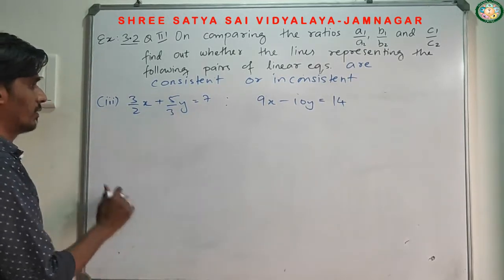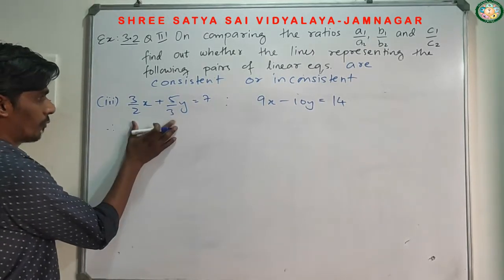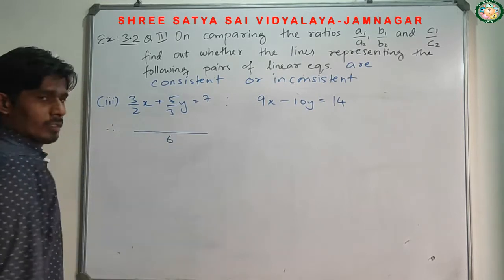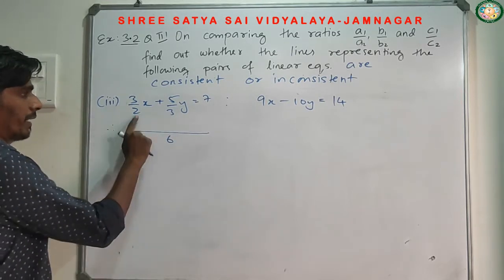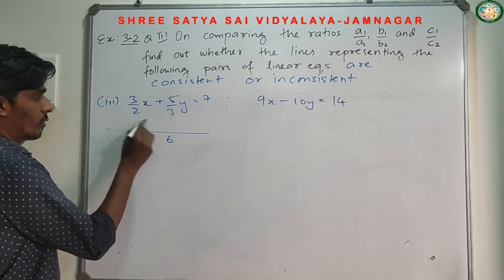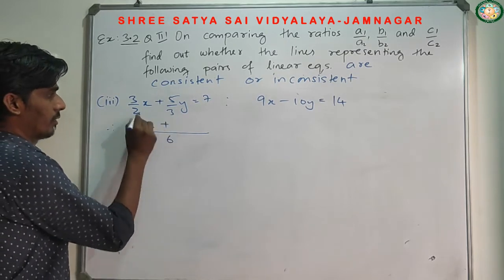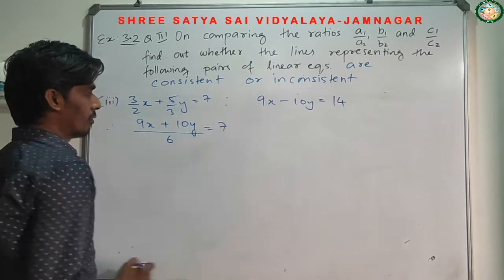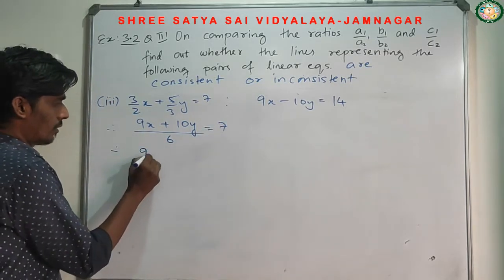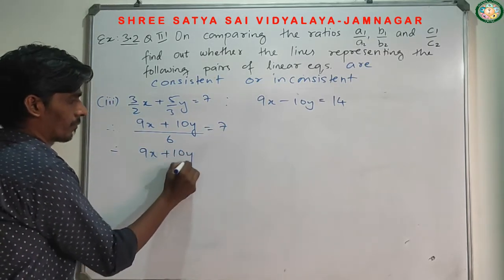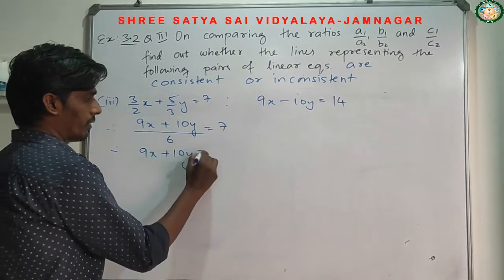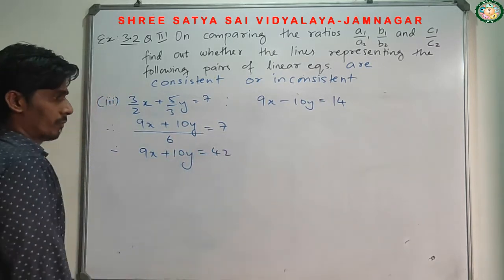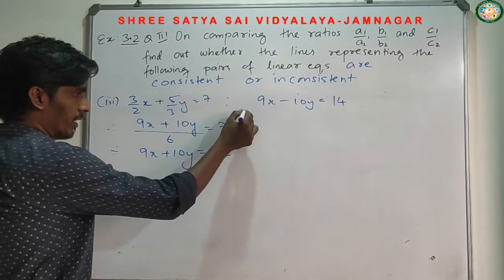What is the LCM here? The LCM of these two fractions is 6. 3 will multiply here, 2 will multiply here. So it's 9x, and this is 10y equals to 7. So 9x plus 10y, this 6 will multiply with 7 and becomes 42.